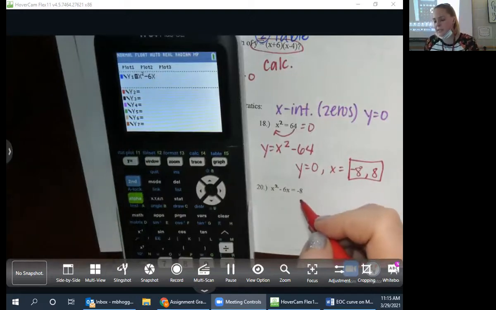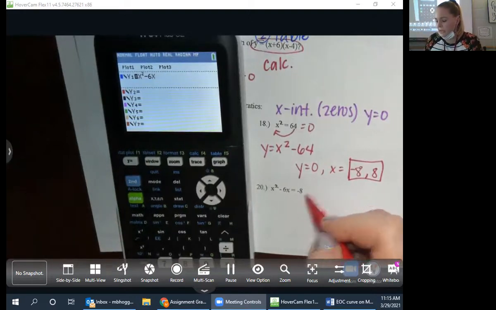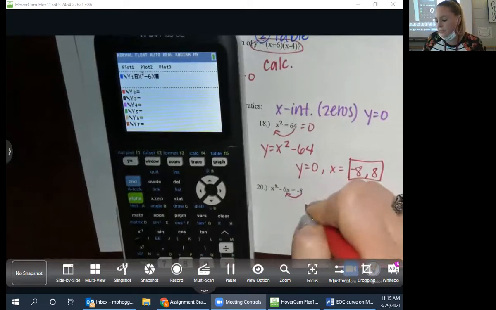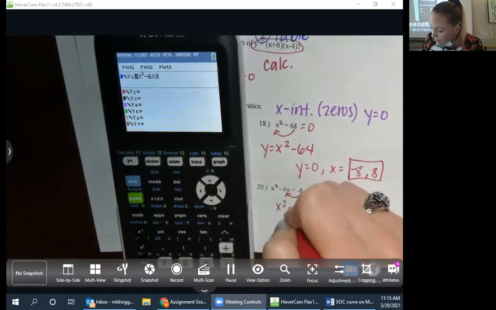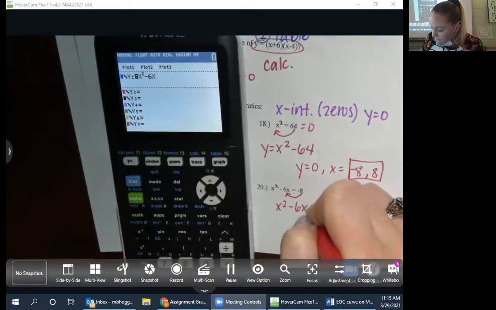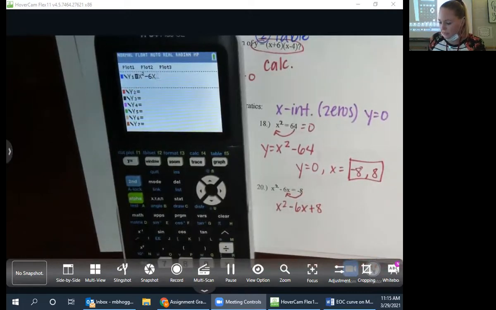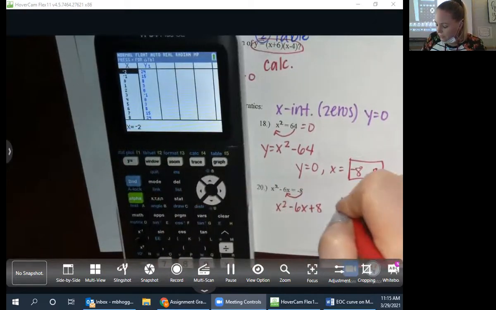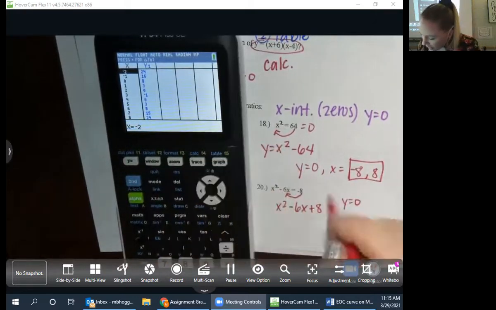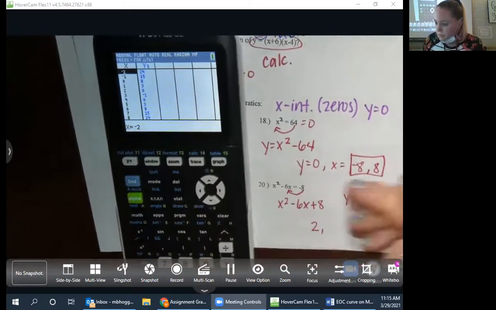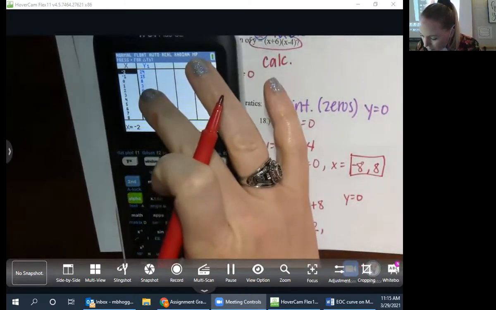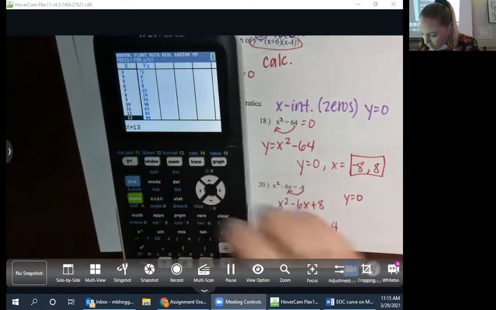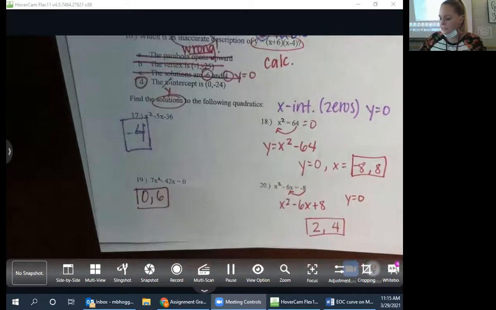Okay, and then I can't say in the calculator equals -8. I have to move this guy over first to set it equal to 0 before I can put it in there. So I'm really putting in x squared minus 6x plus 8 into my calculator. And again, I'm looking for y equals 0. All right, I have one at 2, and 4. And I think that's it. So those are my solutions there.